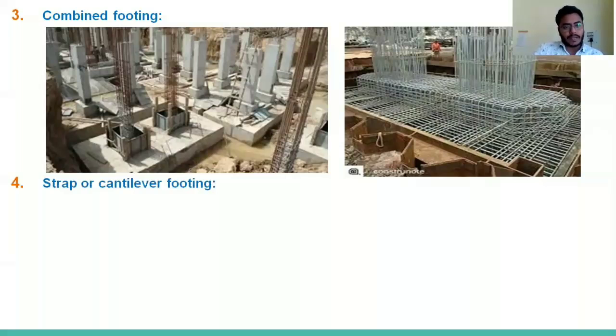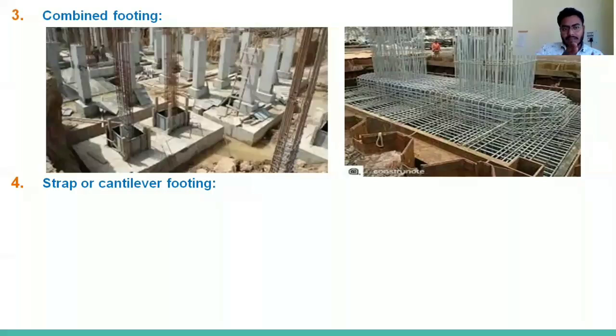The third one is the strap or cantilever footing. The strap or cantilever footing consists of two isolated footings connected with a structural strap or a beam. See, this is not a type of combined footing. This strap or cantilever footing combines two columns by connecting them to each other, but it does not take any soil reaction. We design the strap footing as a rigid beam, but it does not even take the soil reaction.